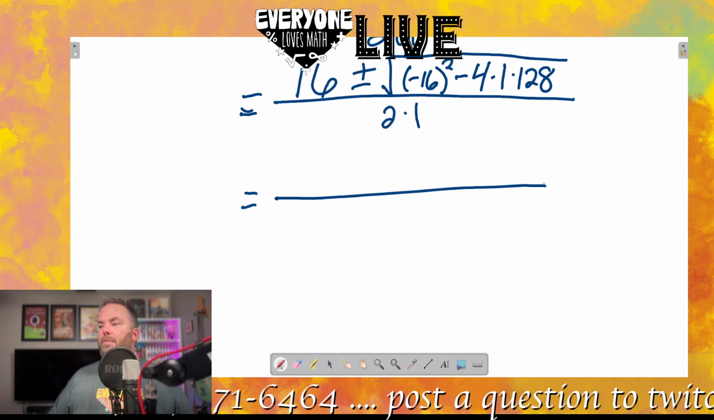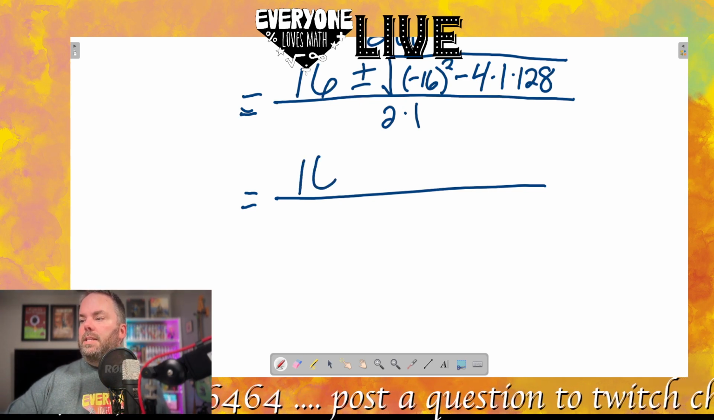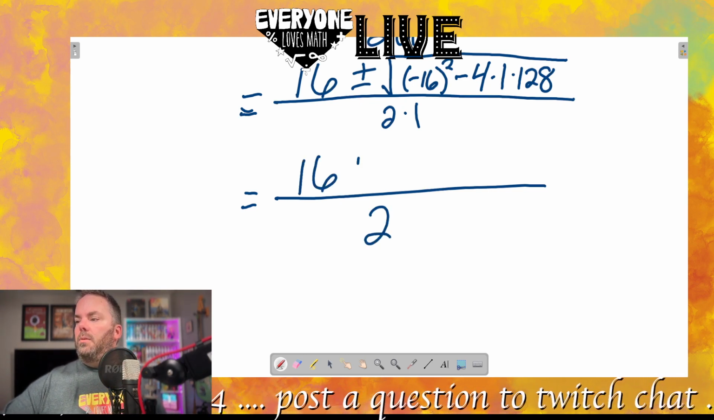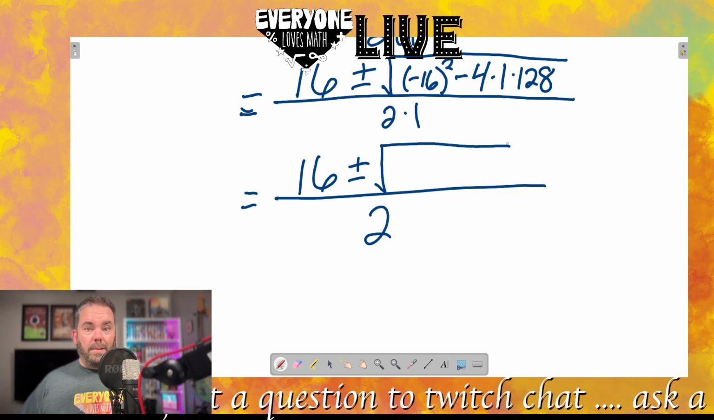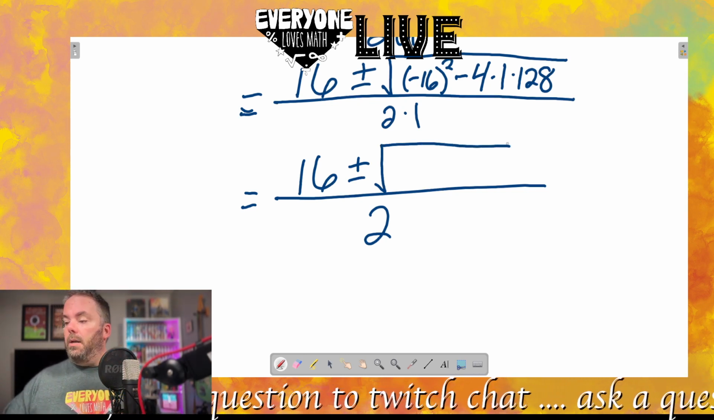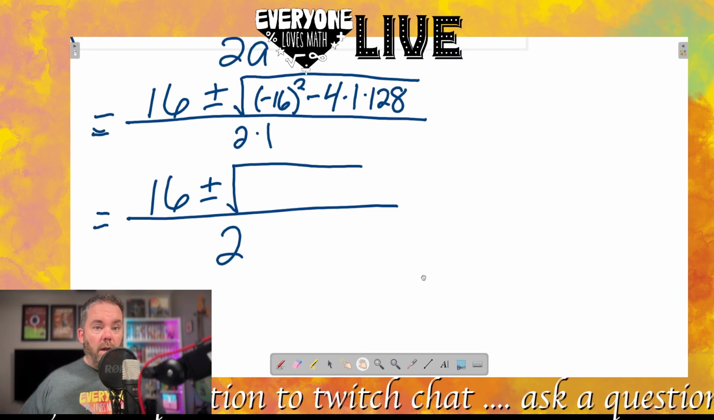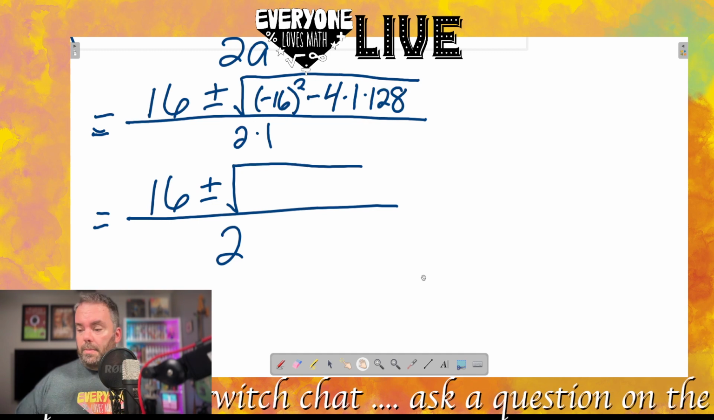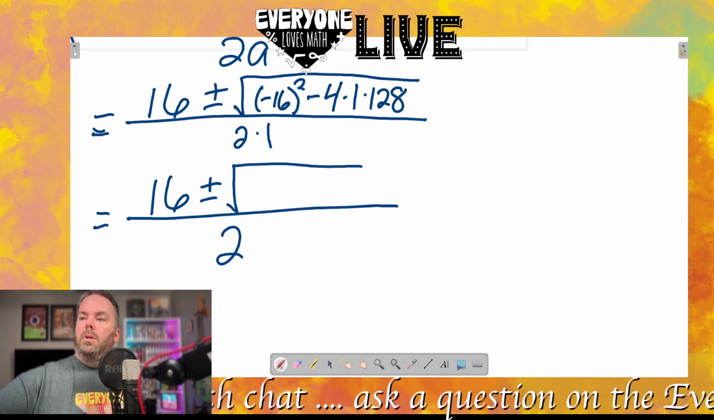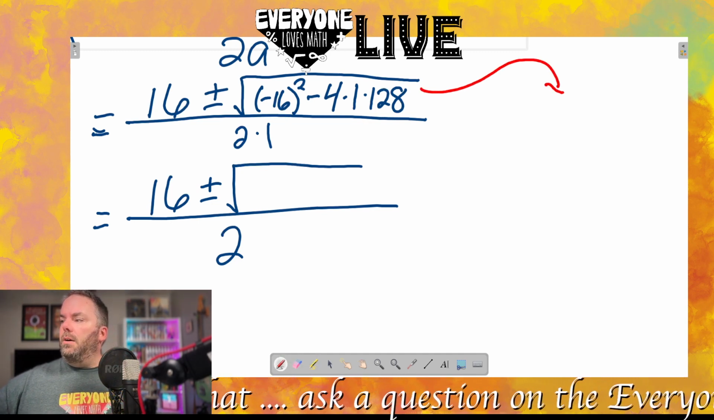All right, let's simplify this thing. So we know the 16 is going to be there, the 2 is going to be there. We're going to have a plus or minus square root. I just did the easy part because I'm kind of avoiding the part that's a pain in the butt, which is the, what do we call that? Discriminant, right? Discriminant, the thing underneath the square root. So let's pop that thing out to simplify it.